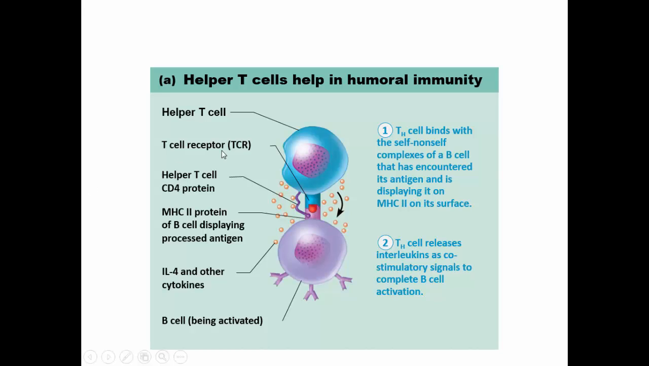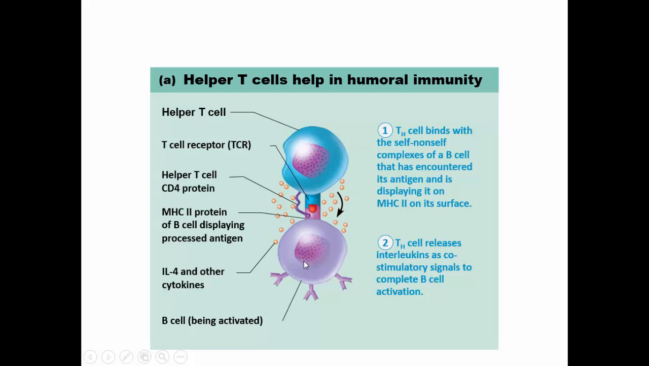And here you see the B cell and the T cell interacting. The B cell has taken in its antigen and has now presented it on its MHC receptor. The T cell binds to the MHC receptor, recognizes the foreign antigen, and then releases all of these cytokines that stimulate the B cell to grow, divide, and produce antibody.